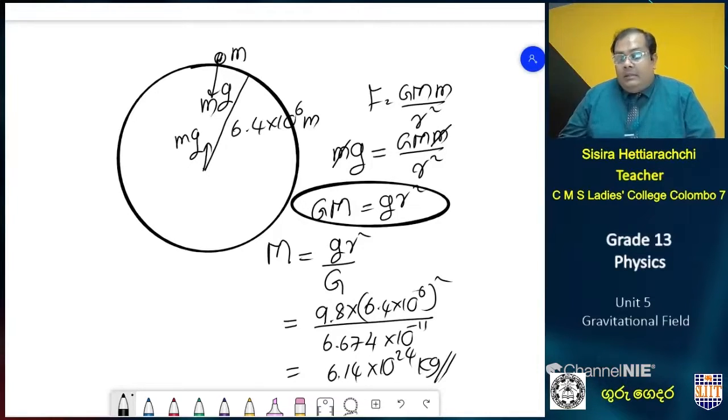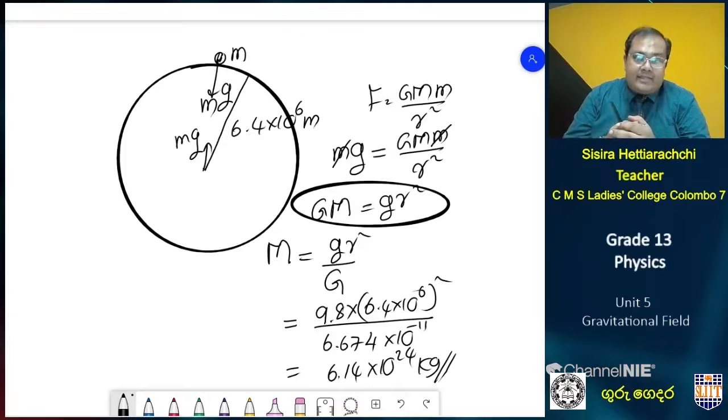Very, very simple. Next, I'm going to explain how a satellite orbits around the earth. Satellite means this: if any object orbits another one, that object is a satellite. An electron is a satellite which moves around the nucleus. The earth is a satellite which rotates around the sun. The moon is a satellite which rotates around the earth. Any object that orbits another one is a satellite. Then we are going to study the motion of satellites first, right?